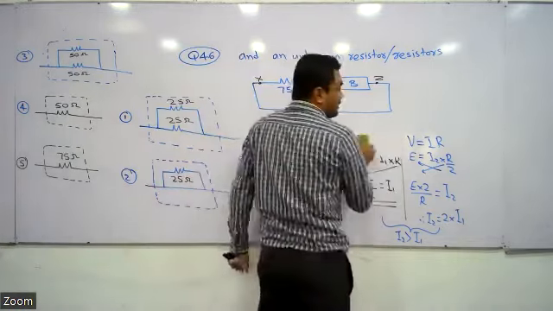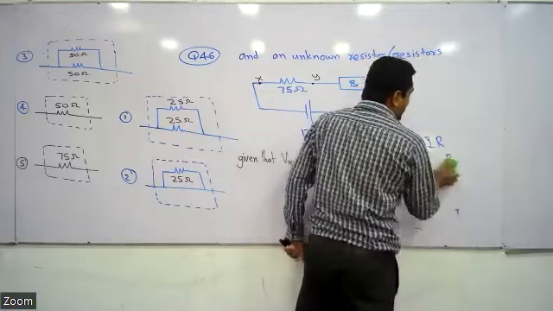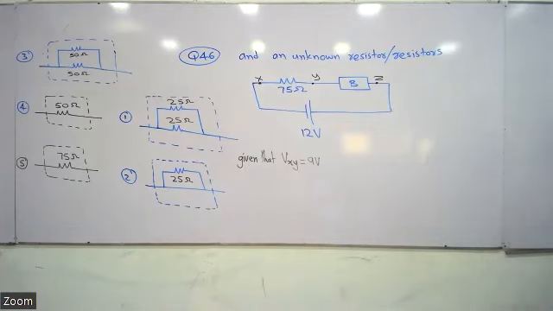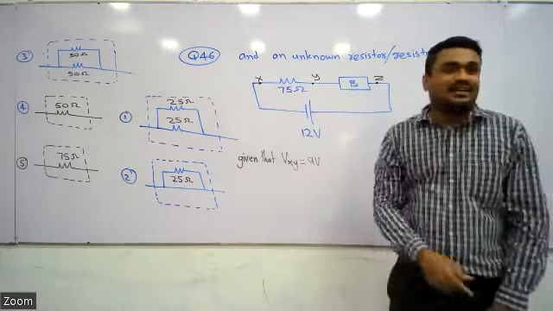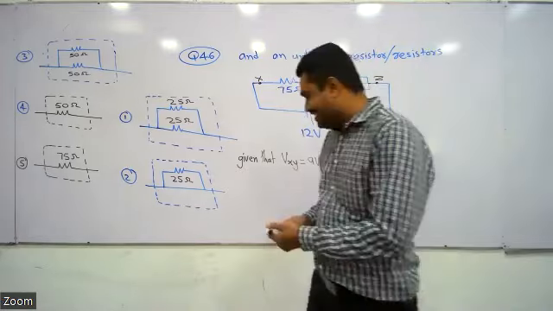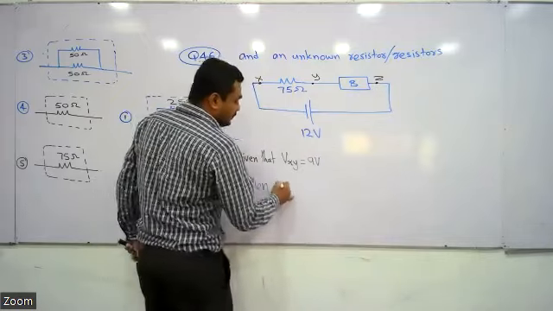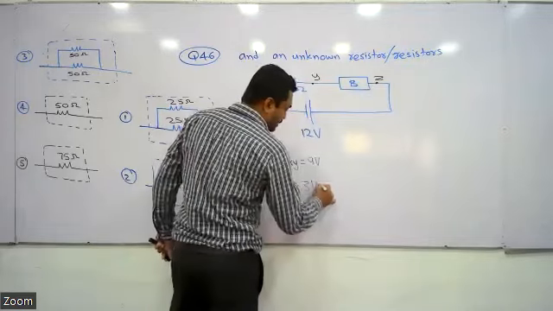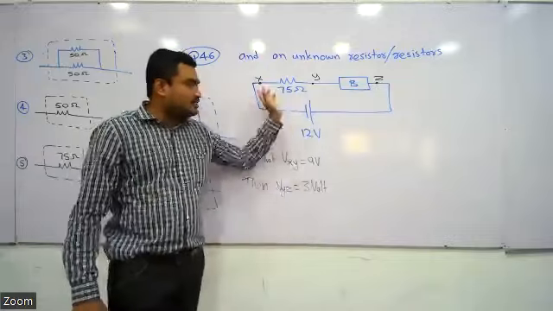What is the total voltage of the circuit? 12. If VXY is 9, what should be VYZ? If this is 9, this should be 3, then 9 plus 3 is 12. Right? So that's it. Therefore, VYZ should be 3 volt. Am I right? 9 plus 3 is 12.